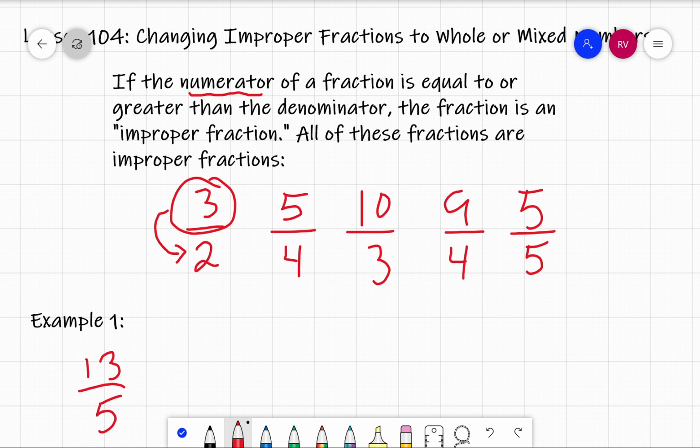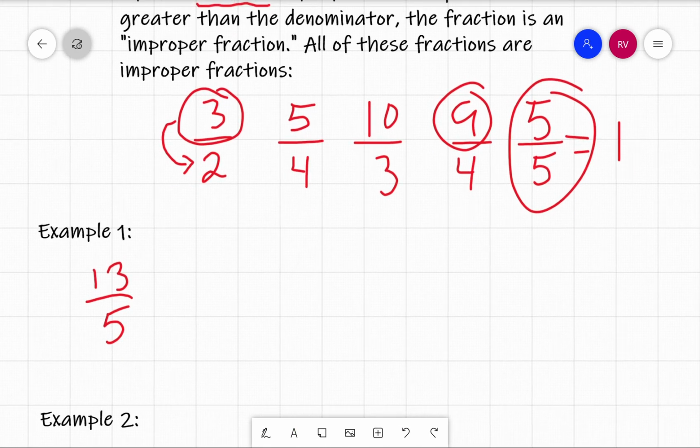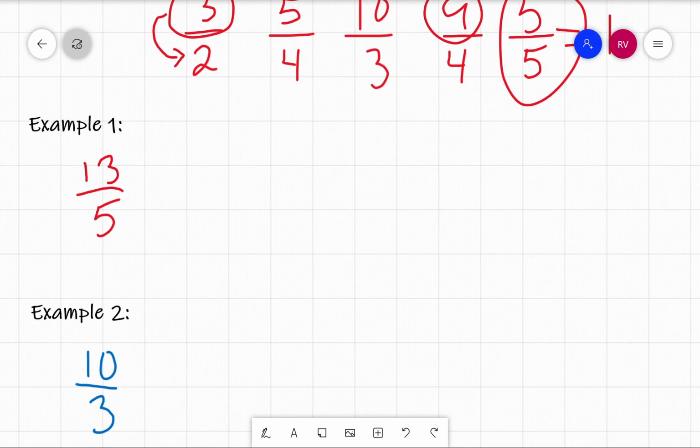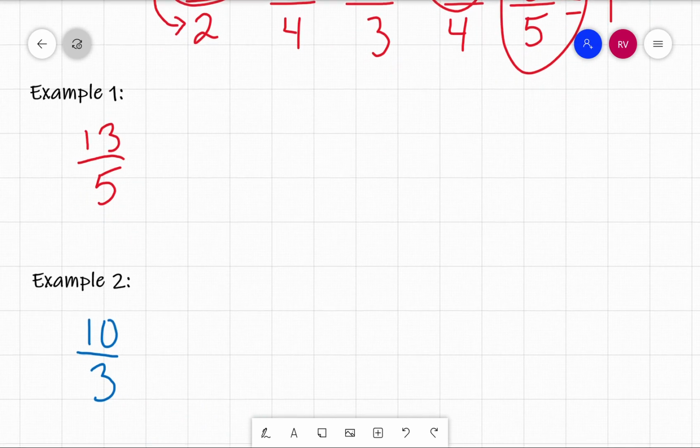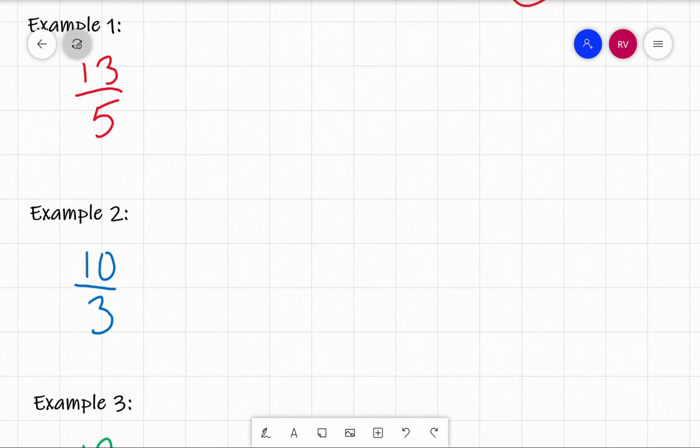Okay? Now equal to, like this one, 5 over 5, which actually is equal to 1, right? Like we learned in our other lesson. That is still called an improper fraction. So if it's equal to or greater, like this 9 over 4, it is an improper fraction. Okay, so just a quick review on that. So what we're going to do in this lesson is learn how to change these improper fractions back into a mixed number or a whole number, right? So make them not improper anymore, basically.